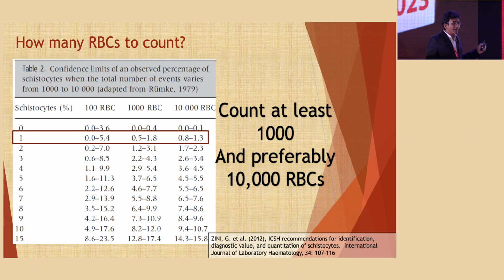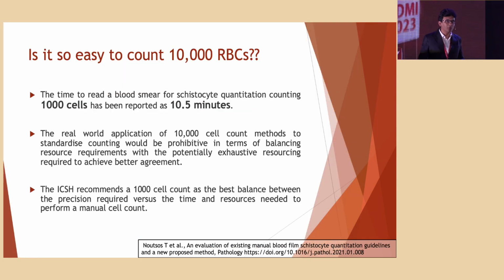Now coming to the Rumke distribution table, which shows confidence limits of an observed percentage of cystocytes depending upon the red blood cells counted. So as you can see here, if you consider the true value of cystocytes as 1%, and if you count 100 red blood cells, there is a very wide range, 0 to 5.4. If you want to improve this precision, then we need to count more and more red blood cells. So 1000 is a good thing to do, and 10,000 is the best thing to do. So the recommendation is to count at least 1000 red blood cells and preferably 10,000.